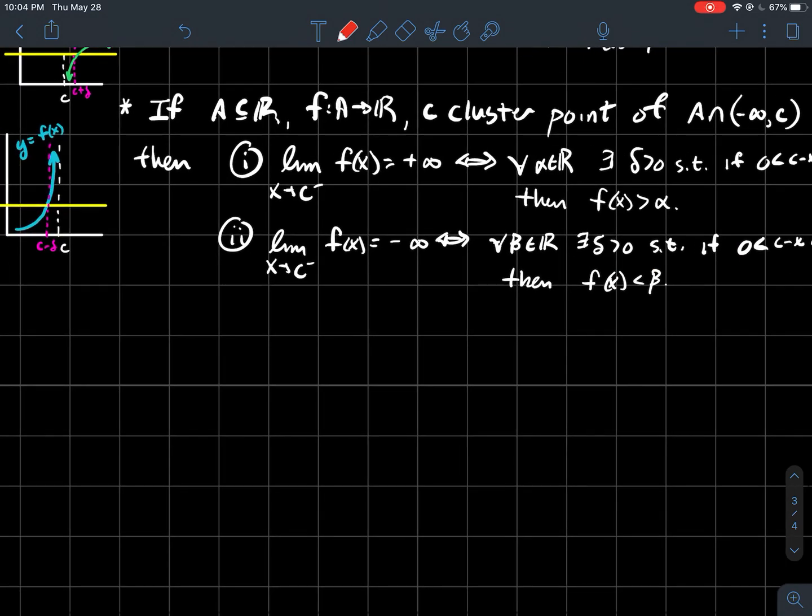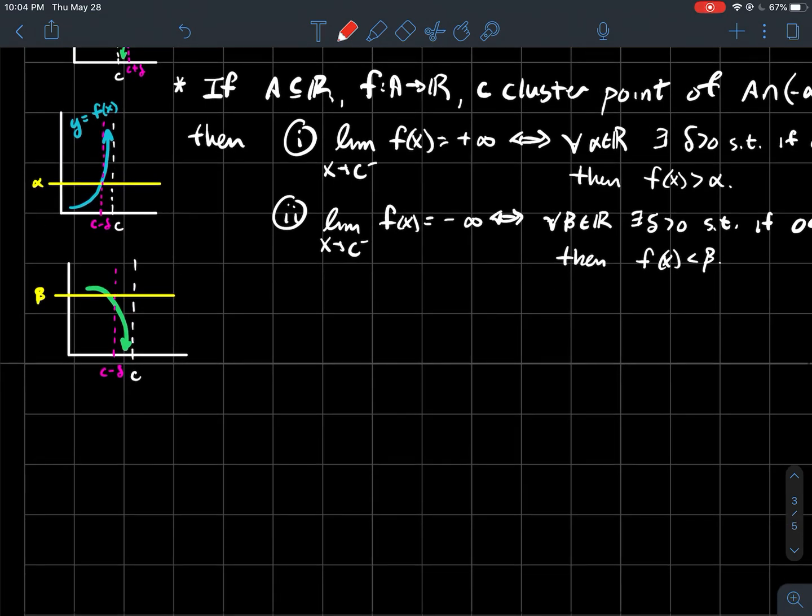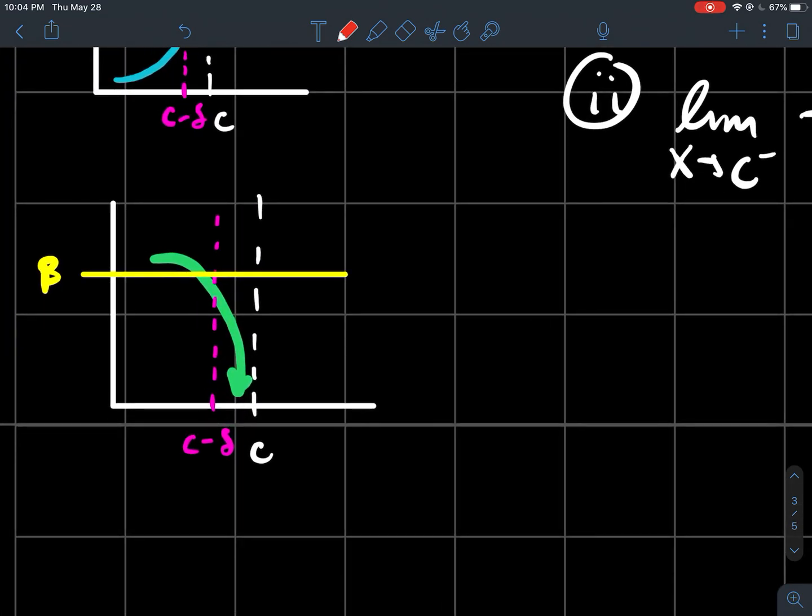And so to give you a picture of that, here's my function, which is green here. I'm saying if you were to put any beta on the y-axis, I can find some window around c, which in my case is just this one right here, so that if I was to pick any point in that window and look at its corresponding output, again, it's below beta.